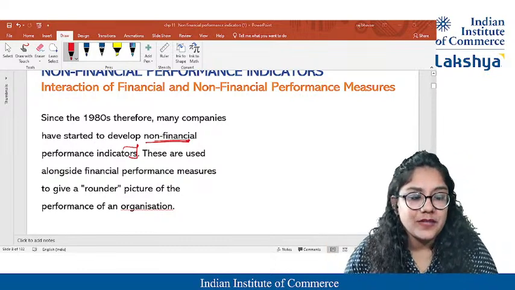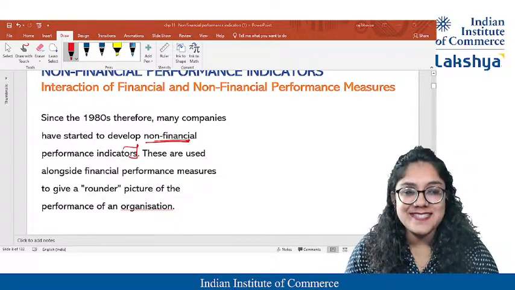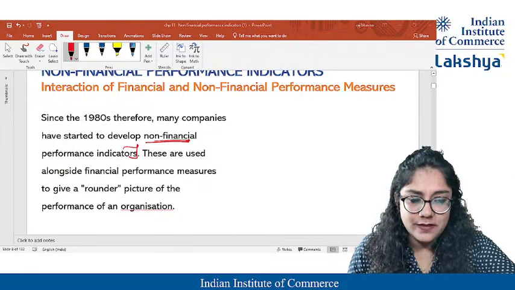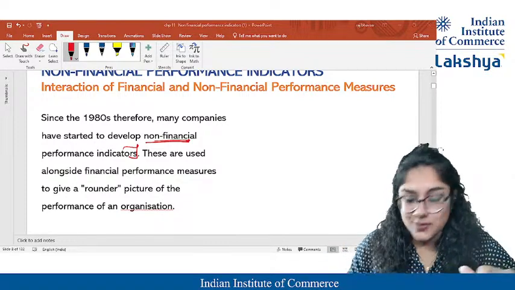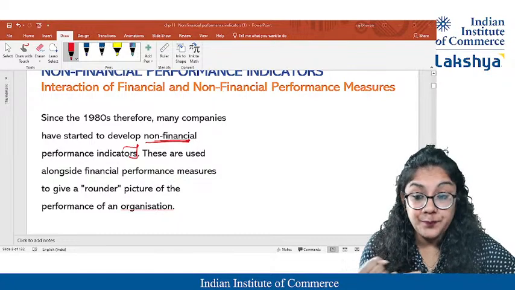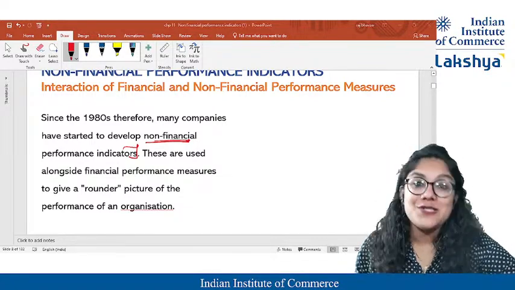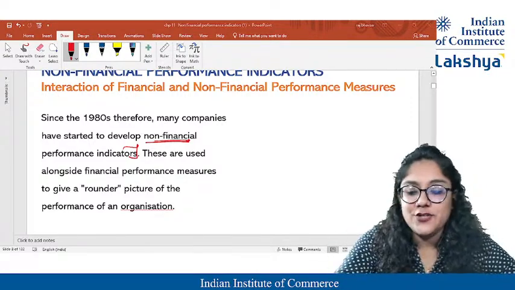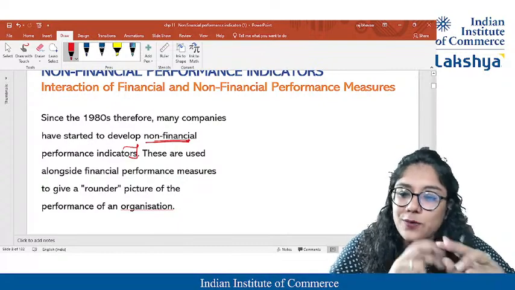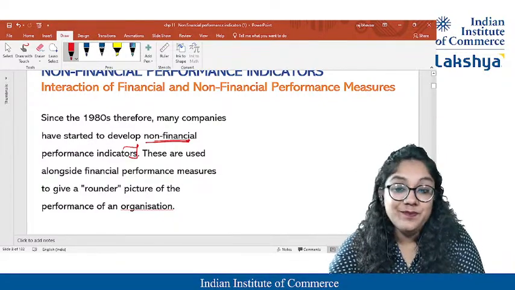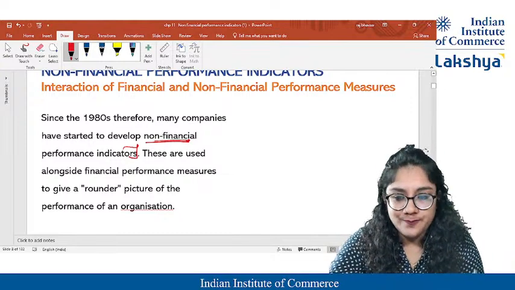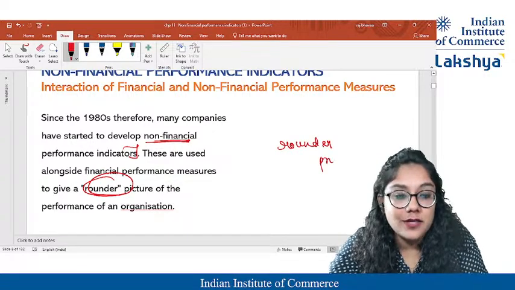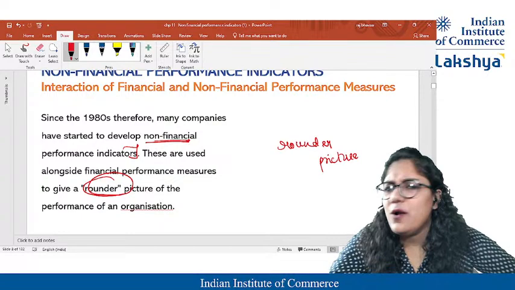See, if I want to achieve non-financial success, it totally depends upon the financial statements also. Why? If a customer wants to be satisfied, do the financials not need to be better? For example, if my employee needs to be satisfied, obviously, if the company is not working well, how will my non-financial factors be in a better position? So it goes round. So these are used along with financial performance measures to give a complete picture, a rounder picture of the organization. I hope you guys are good with it.